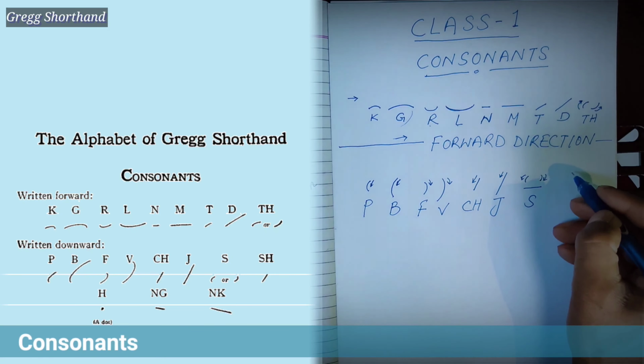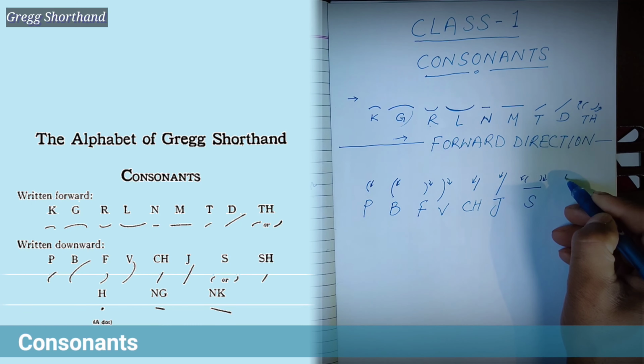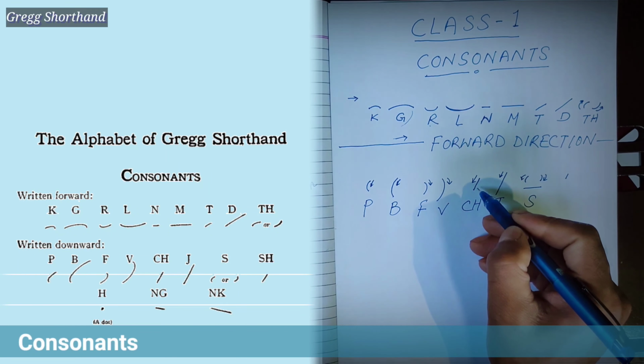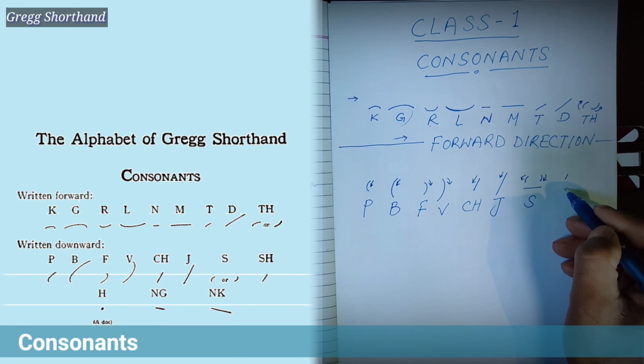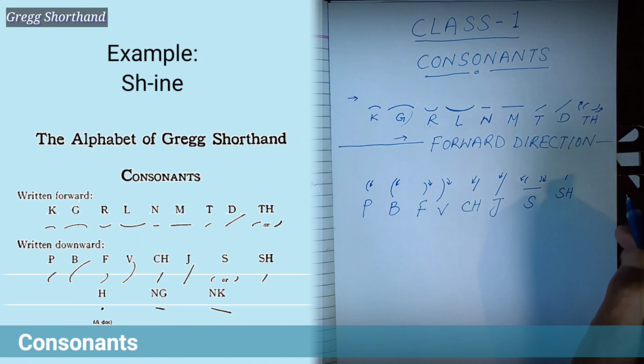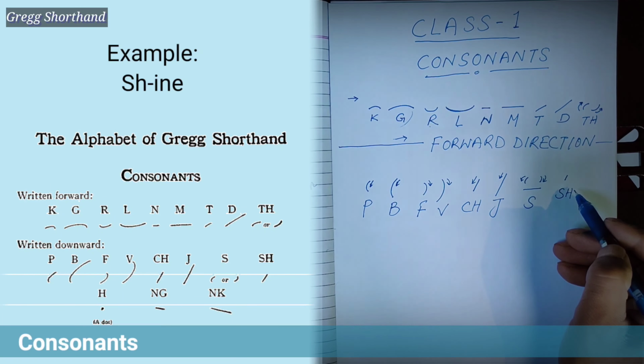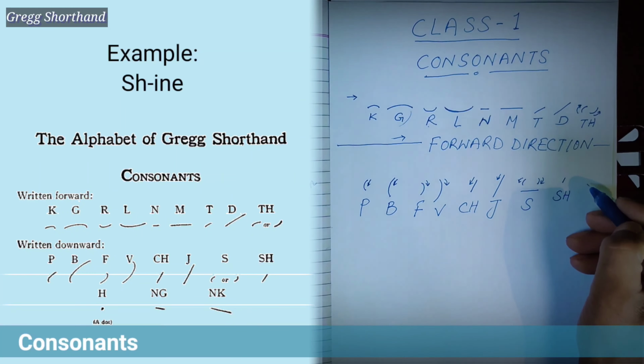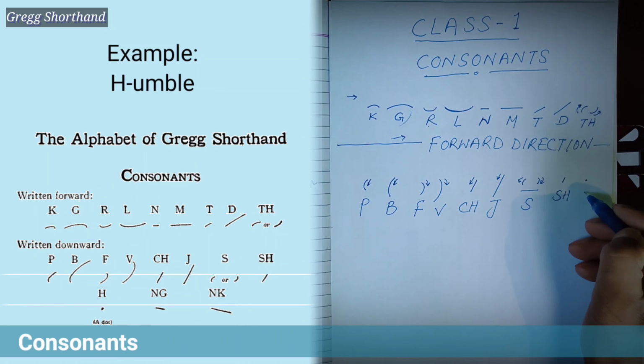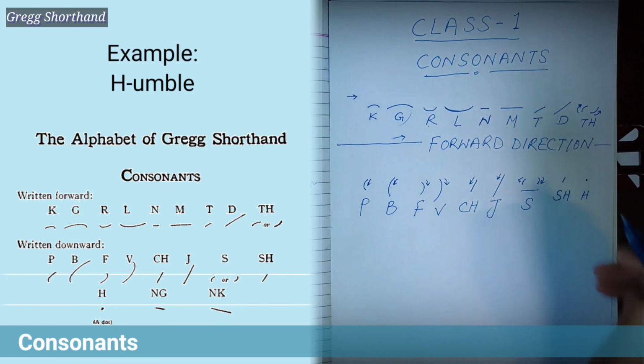Now we have another character. This is just shorter than CH. We call it the SH sound, as in short, as in shine. Then we have a dot, and we call it the H sound, right?